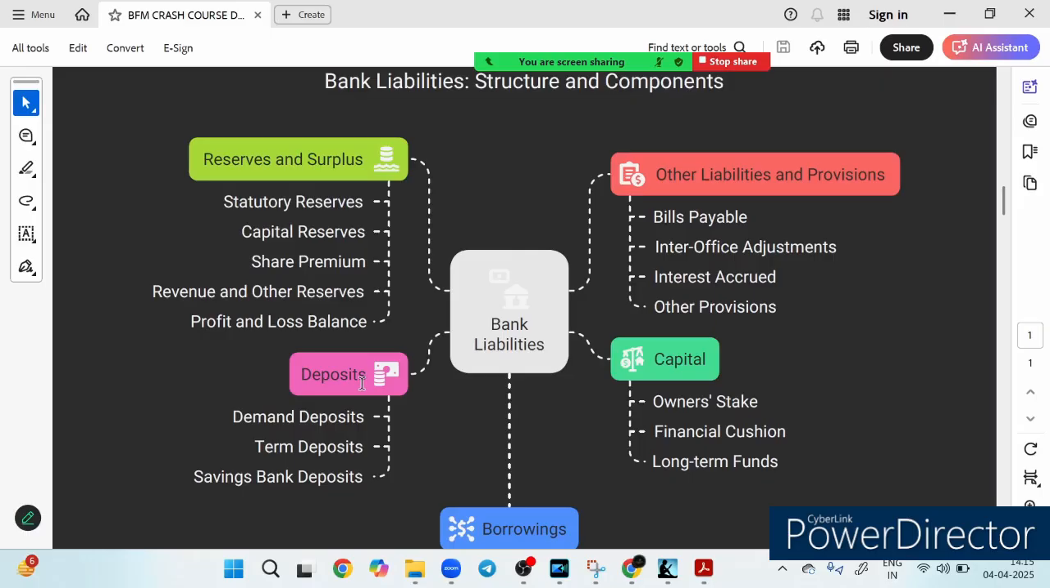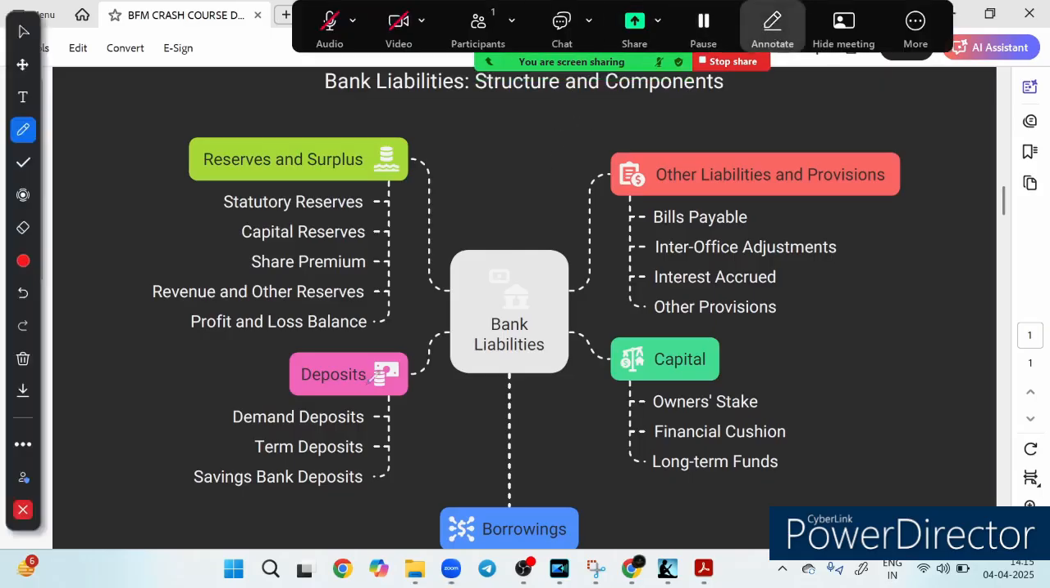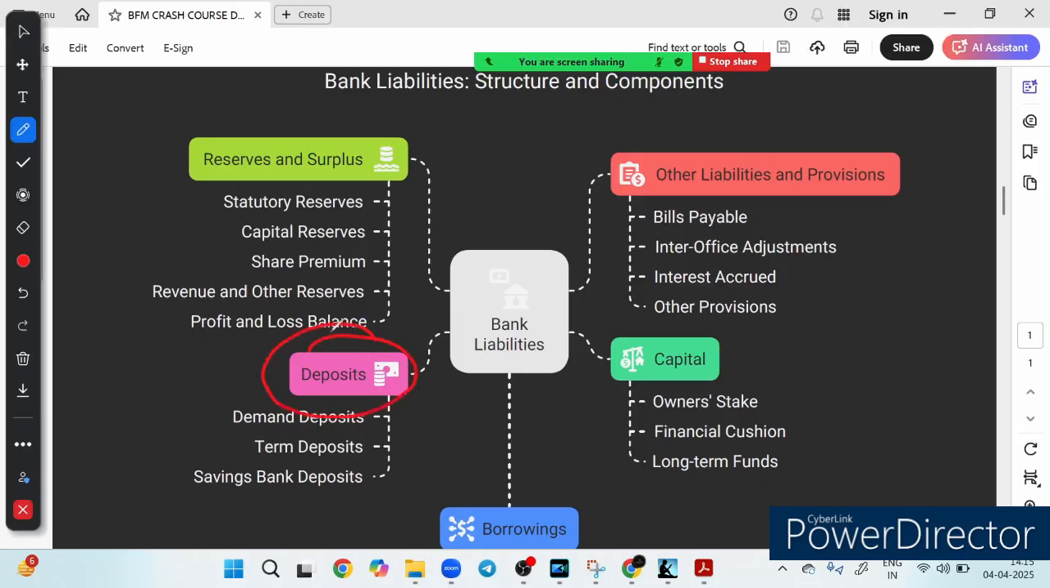Now friends, let's look at the deposits part. Here you can see the deposit. So basically, the largest chunk of the bank liability comes from the deposit, meaning the money we as customers put into our bank account. It can be demand deposit, like the funds that customers can withdraw anytime, like a savings or current account. It can be term deposit, like a fixed deposit that customers lock in for a specific time. Then we have savings bank deposit, a mix of both, offering interest while allowing limited withdrawal.